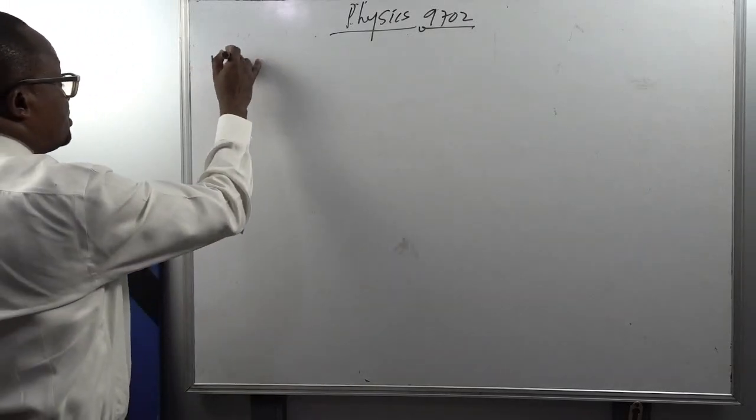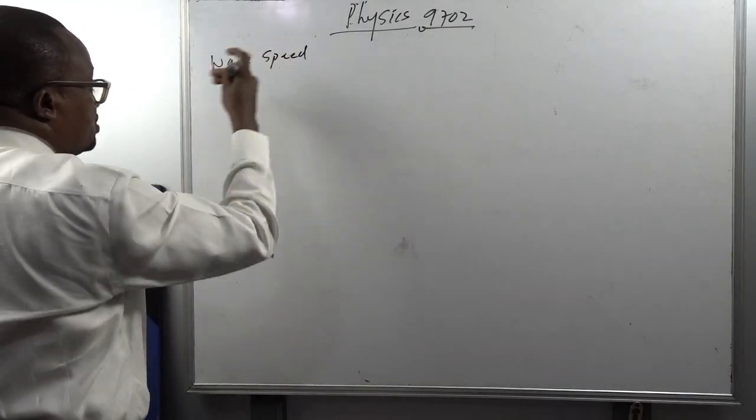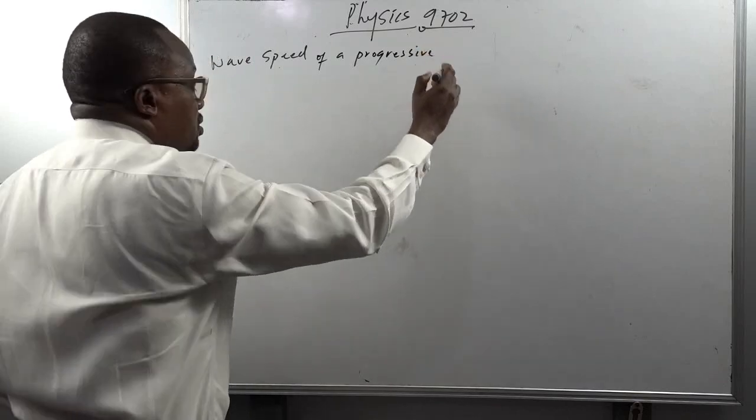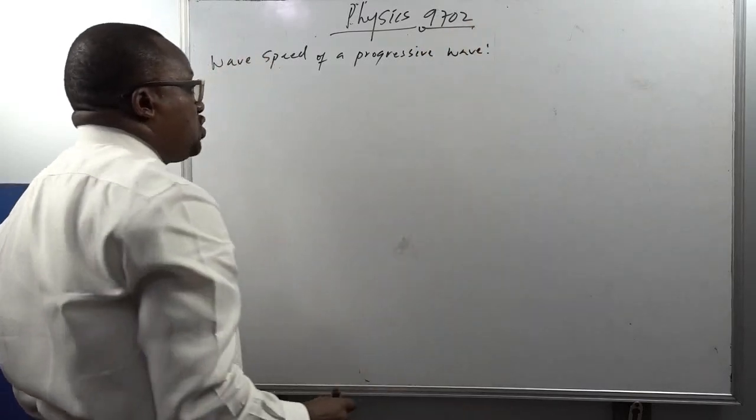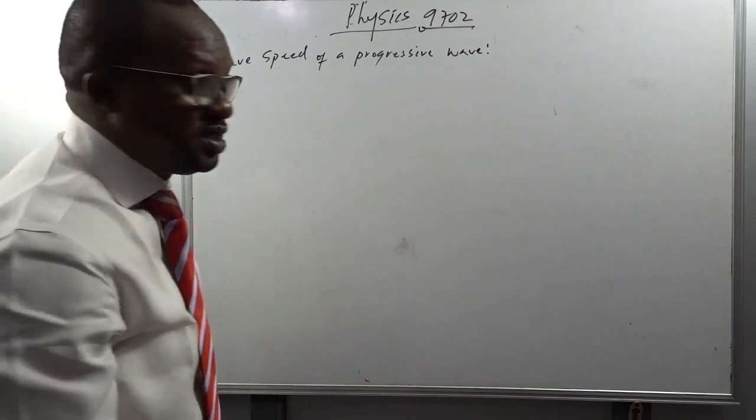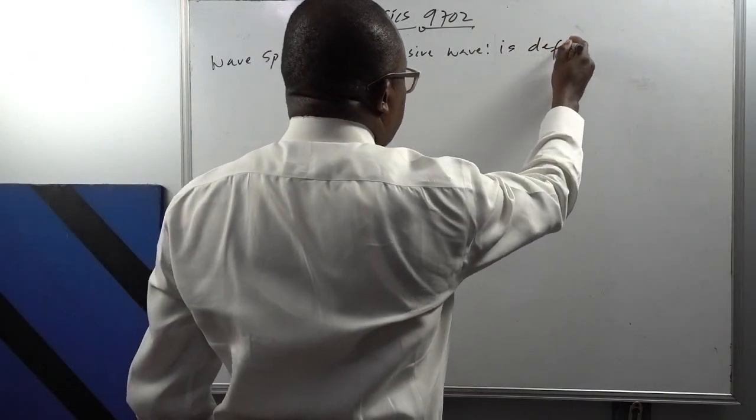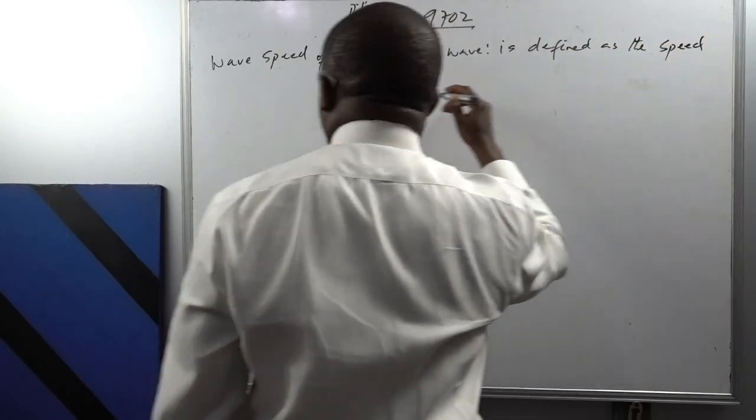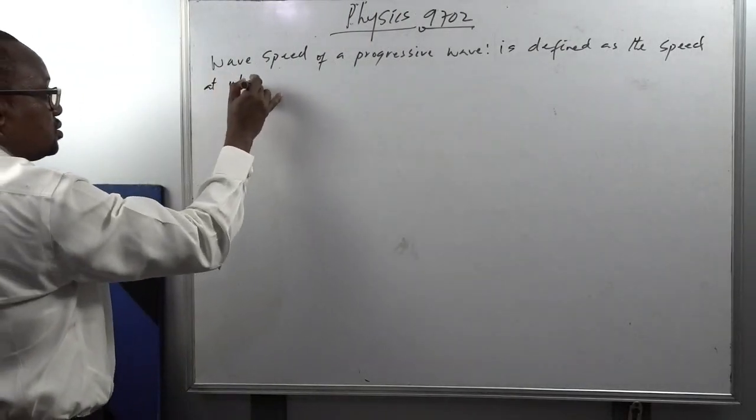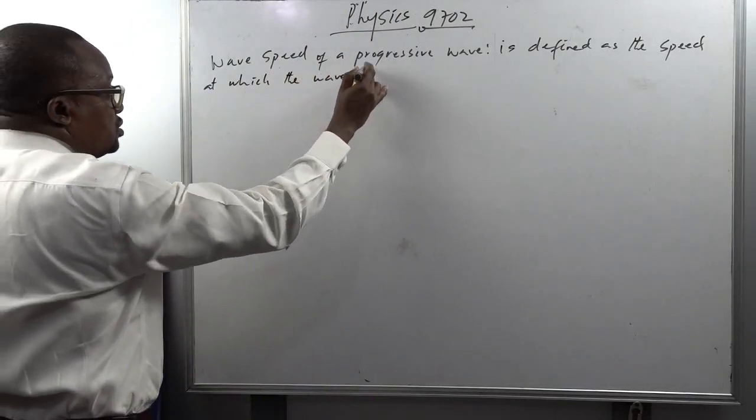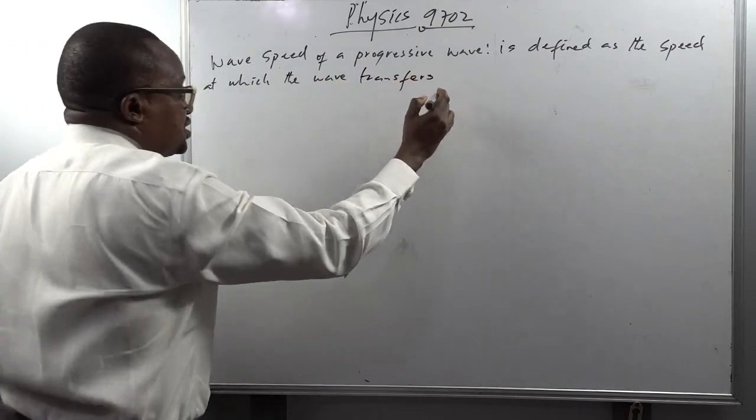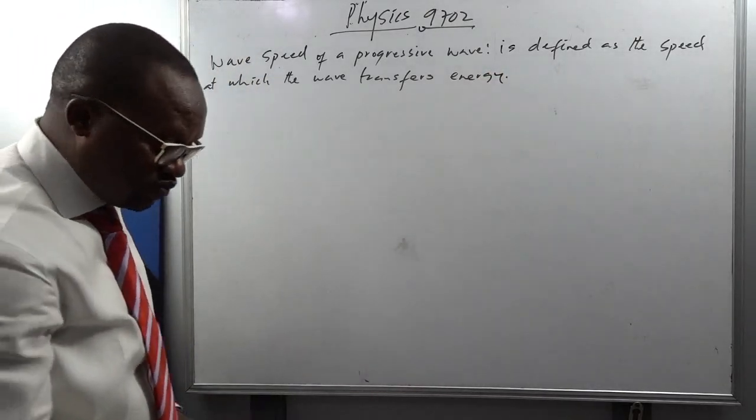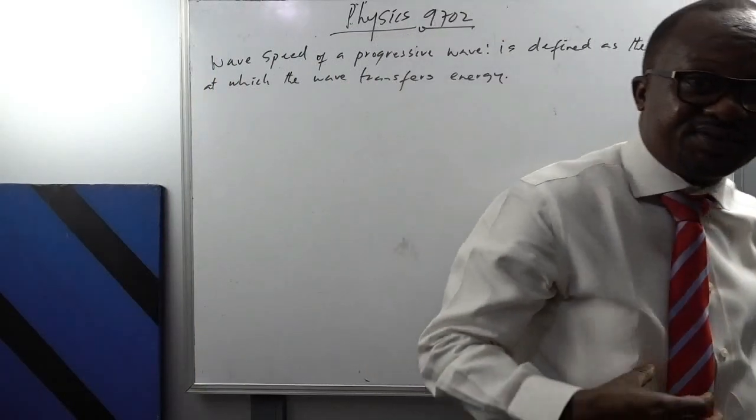Let's move to wave speed. Wave speed of a progressive wave. The wave speed of a progressive wave is defined as the speed at which the wave transfers energy.